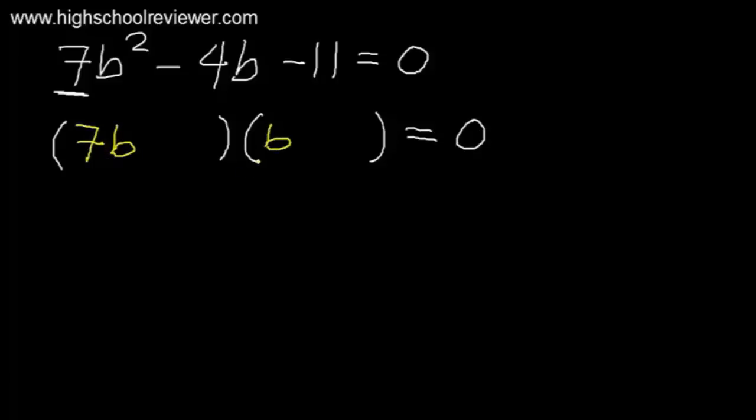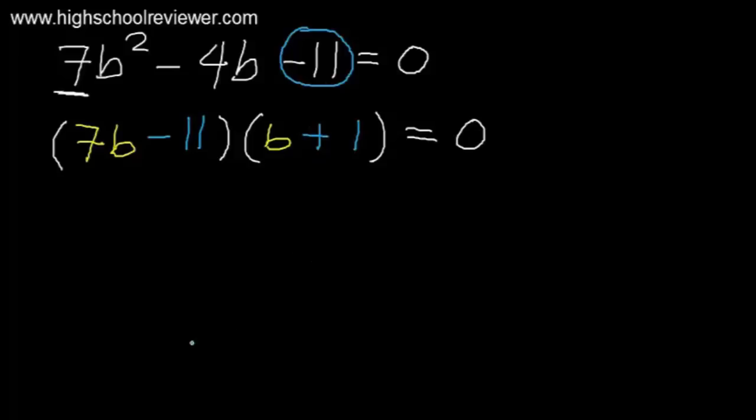So 7b times positive b is 7b squared. And then we will factor out our third term. So our third term here is negative 11. Now, since this is negative and this is also negative, our factors will be negative and positive. So the factors of 11 are only 11 and 1.